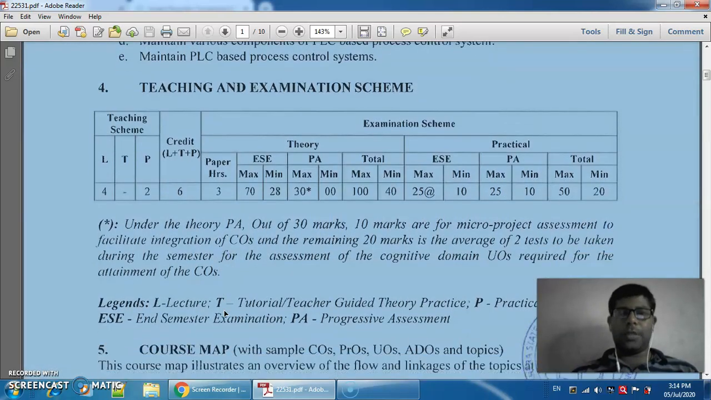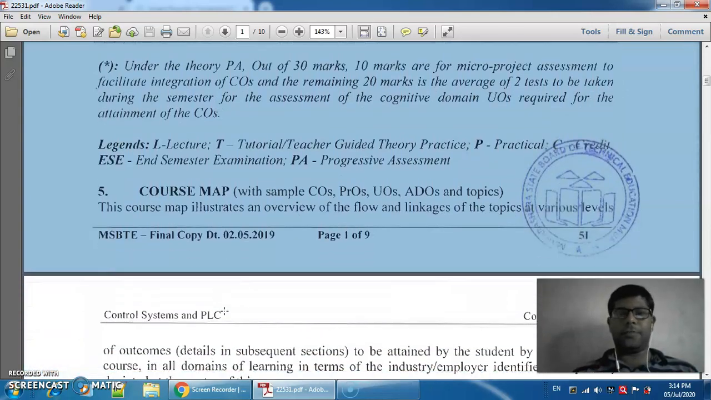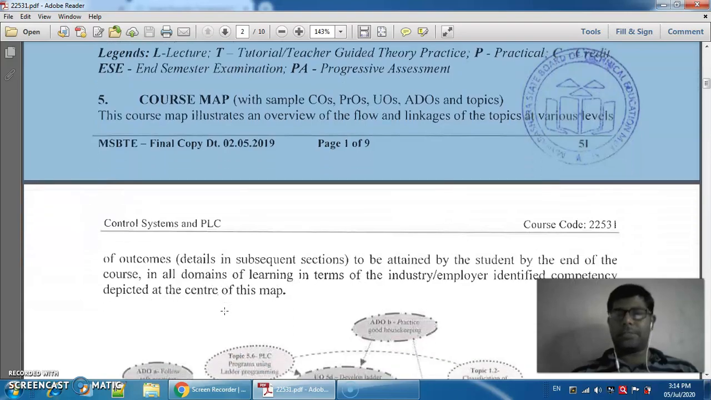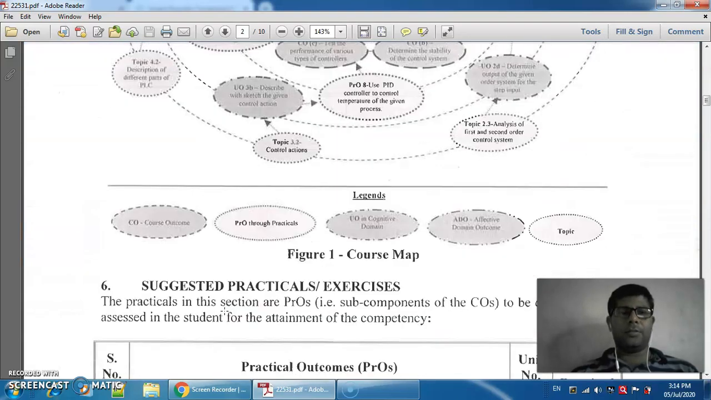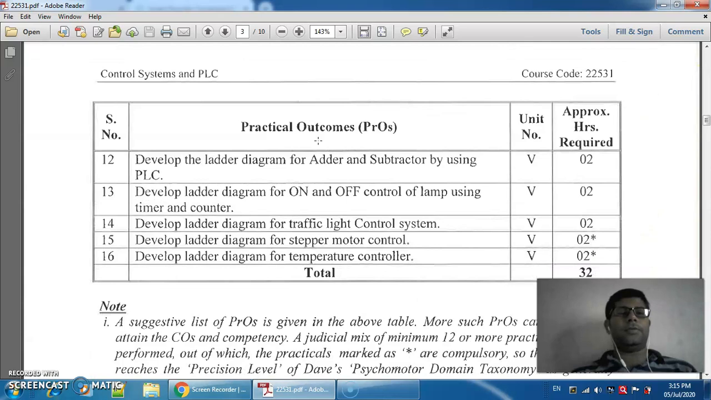So students have to prepare or plan themselves for study, which part is important, and the practical part is also important. Next we'll see the practical outcomes. In practical outcome, there are 16 practicals. You can see over here, this is the count of 16.